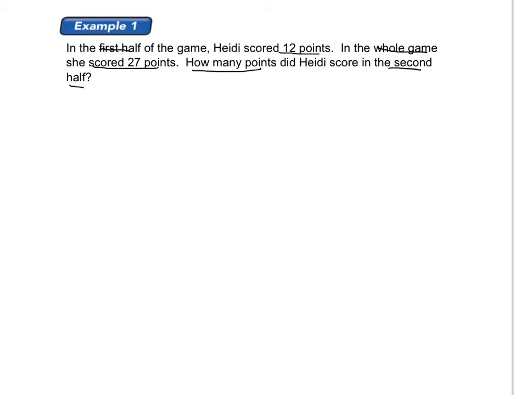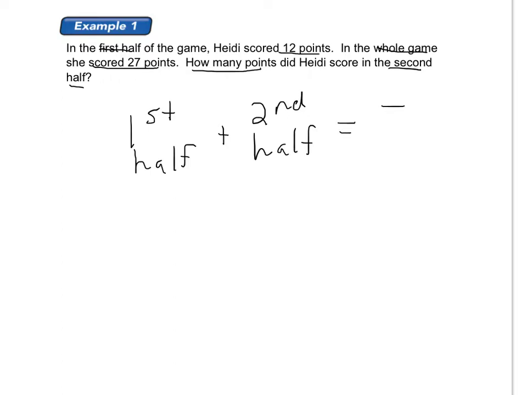Well, if you know anything about a basketball game, it is an addition problem. Okay? I'll say it again. A basketball game is an addition problem. Why? Well, because we always play the first half. And whatever points are scored in the first half, we always add those points to the second half points. And the first half points plus the second half points always equals the total points.